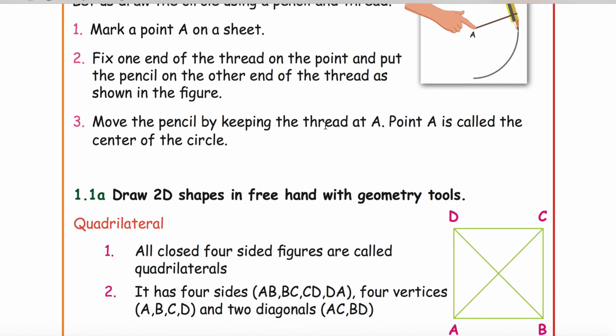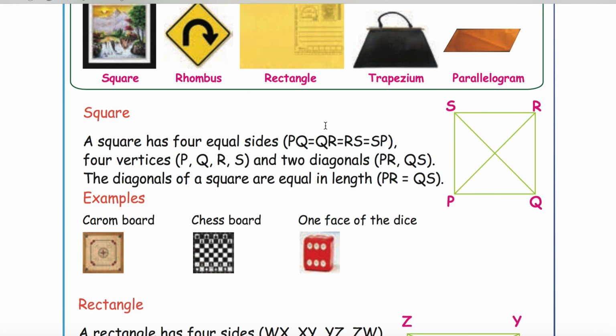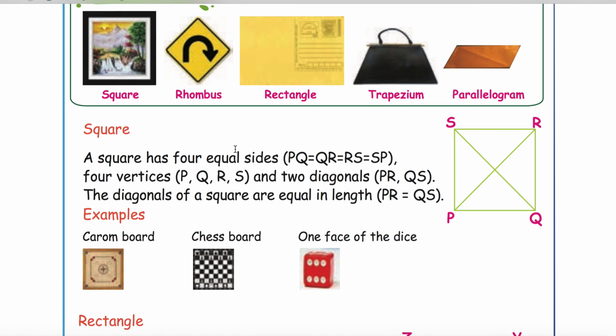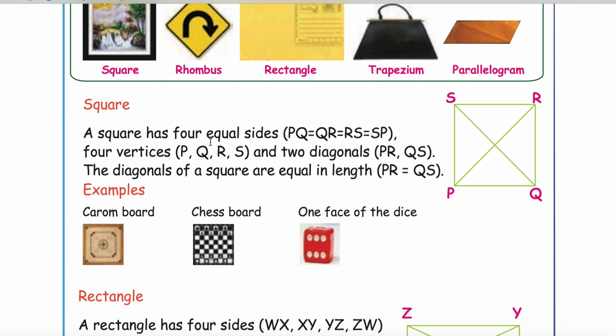Trapezium. And this is parallelogram. Square has four equal sides. In this picture, the sides are PQ, QR, RS, SP. Four vertices P, Q, R, and S, and two diagonals PR and QS. Two diagonals are equal in length.